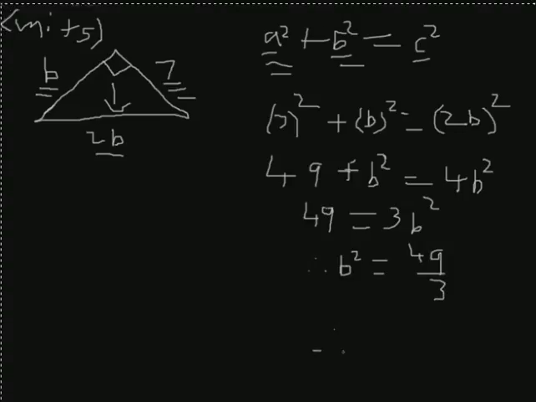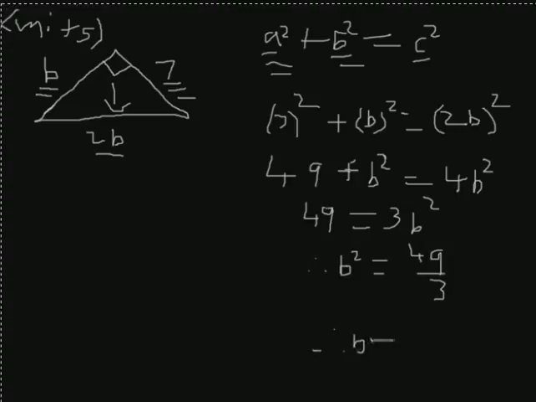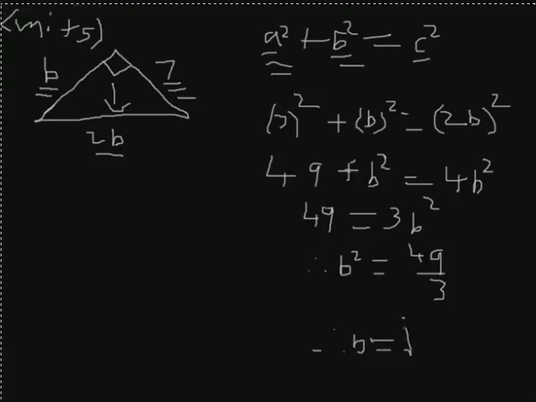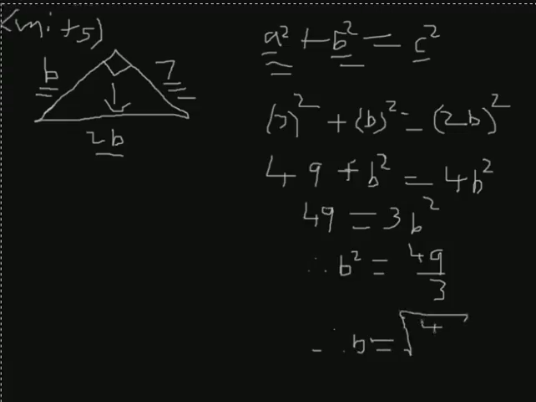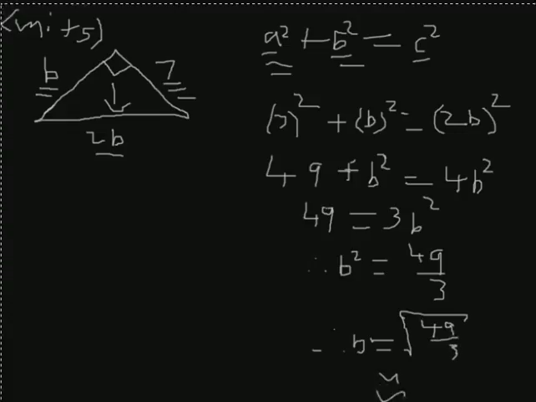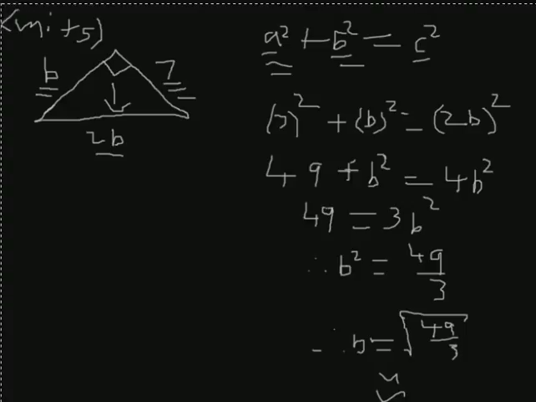Now we take the square root of both sides, we get B is equal to square root 49 over 3, which is roughly, let me do this on a calculator, 49 divided by 3, and the square root of that, which is roughly 4 units. So it's always in units.